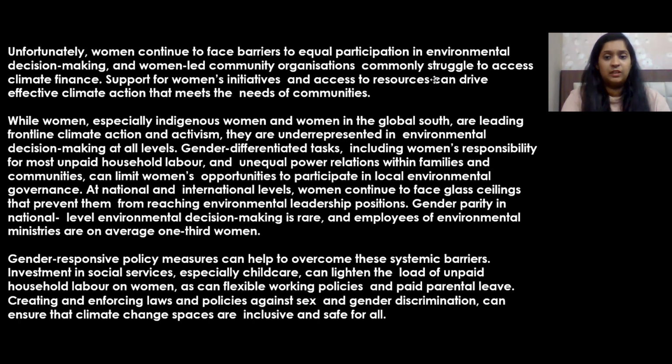So now we're talking about the solution. These systematic barriers, investment in social services, especially childcare, can lighten the load of unpaid household labor on women, as can flexible working policies and paid parental leave. Creating and enforcing laws and policies against sex and gender discrimination can ensure that climate change spaces are inclusive and safe for all. All right, quite an interesting passage. Let's take a look at the questions.